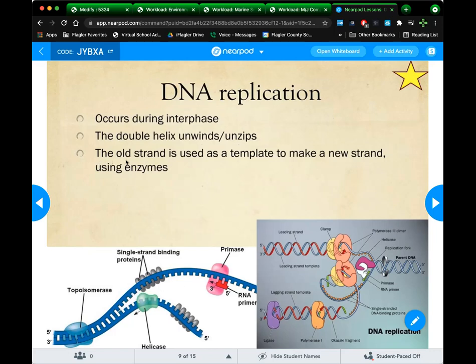And then it's going to take the old strands. You have two old strands, and each old strand is going to be used as a template to make a new strand. It does all this with enzymes. There's one enzyme that goes down and splits it in half, and then there's another enzyme that adds the new strand of DNA. This is what we call semi-conservative. Half of the DNA is new and half of the DNA is old. So you end up with two DNA molecules, each with half new and half old, to summarize that.